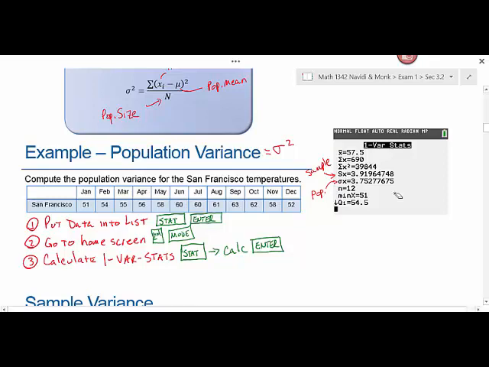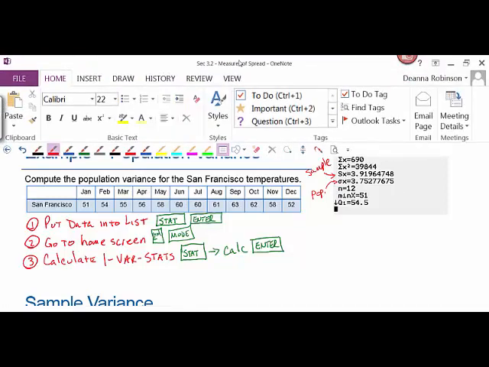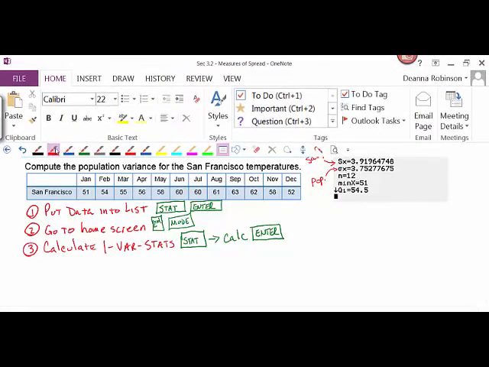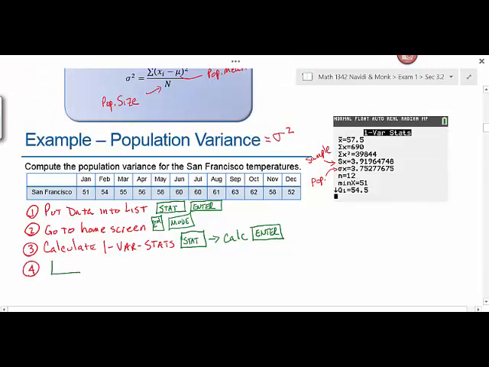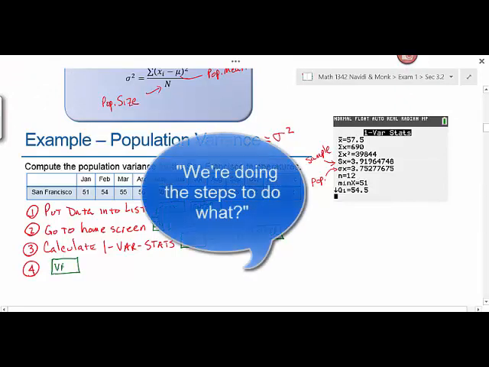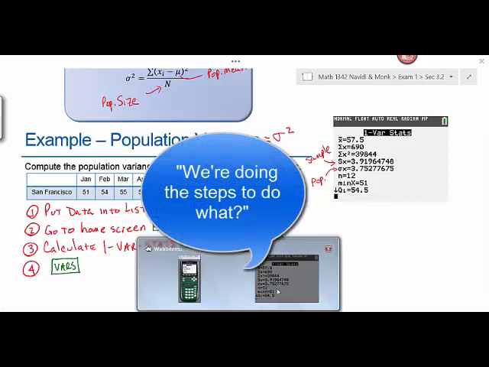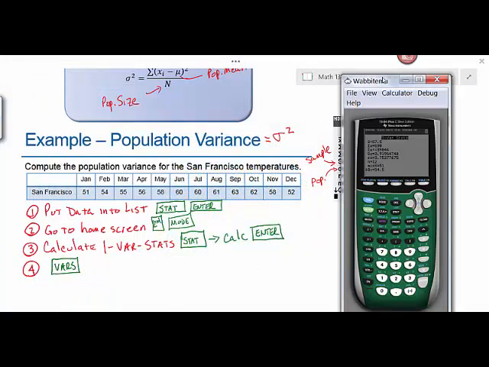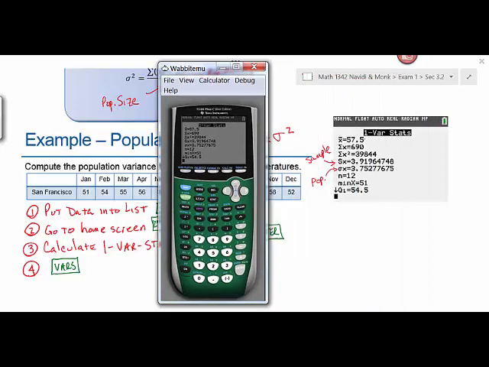If you want to be precise and get the exact value, we're going to have to do a few more things. We need to grab this variable right here, and how we do that is we hit vars, locate the vars button on your calculator to find the population variance. Now we found the summary statistics for the one variable. Now we actually have to calculate the variance, because the variance is not one of the numbers that they give us as the output here. These numbers don't include the variance. They give us the sample and the population standard deviations.